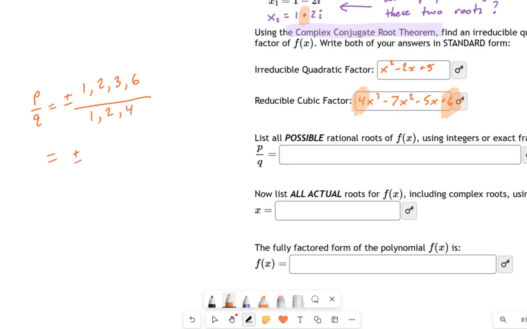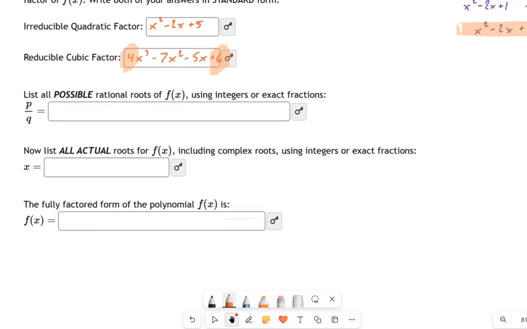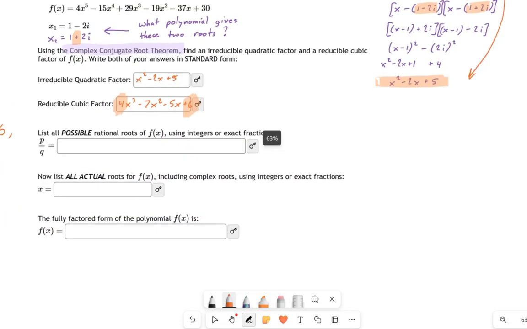What this is going to turn into is plus and minus 1, plus and minus 2, plus and minus 3, plus and minus 6, plus and minus 1/2, right? And so on and so on and so on. And you have to guess all of them using synthetic division. I am not patient enough to go through that with you, and I don't think you are either. Let me just remind you of the synthetic division process and how this works.